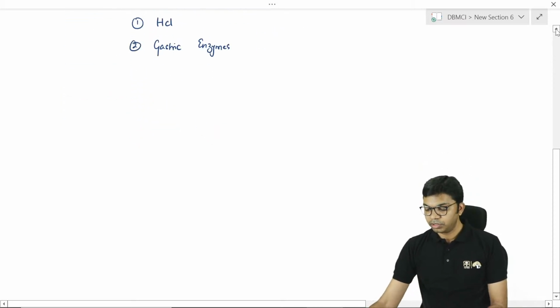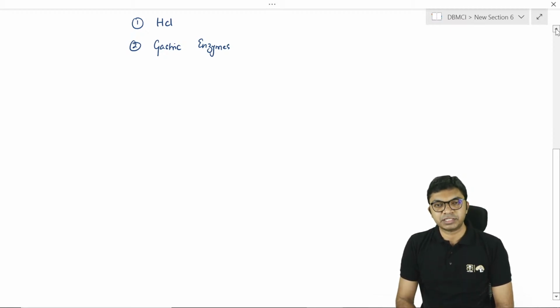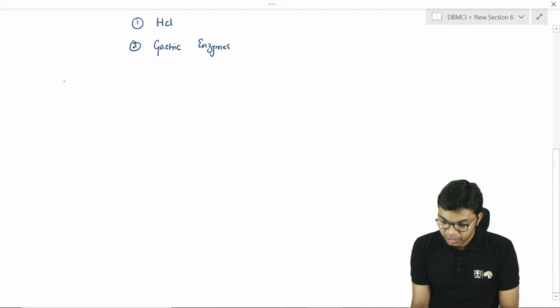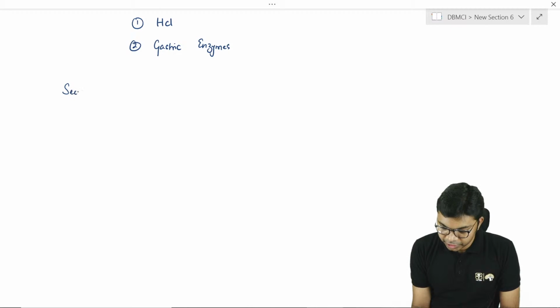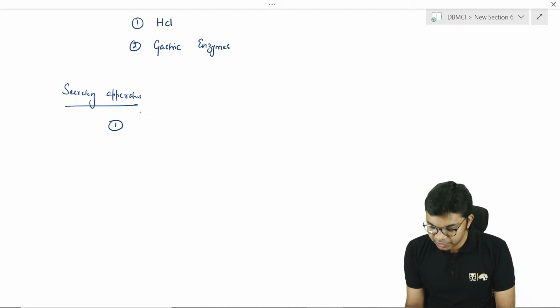Now, to begin with, you need to be familiar about the glands which are present in stomach and the way with which stomach secretes its content. At the outset, when it comes to secretory apparatus of stomach, doctors, the first and foremost structure you need to be familiar with is surface mucosal epithelial cells. Surface mucus producing epithelial cells, doctors.